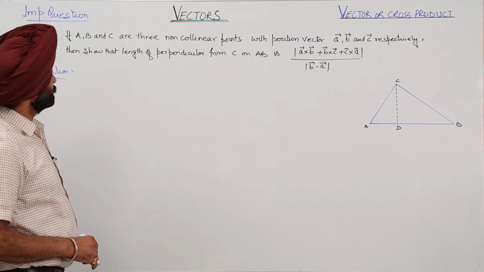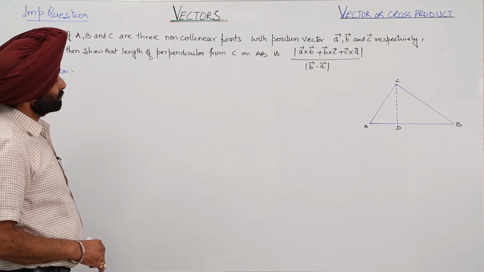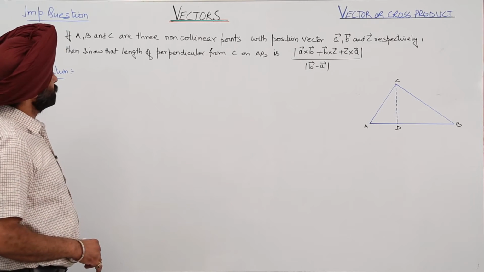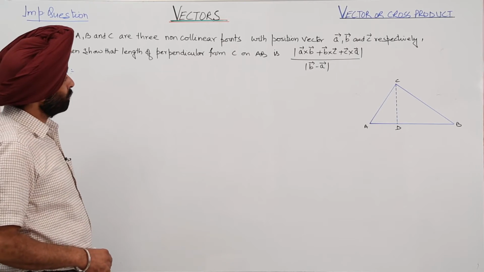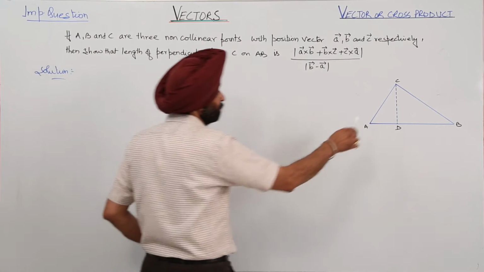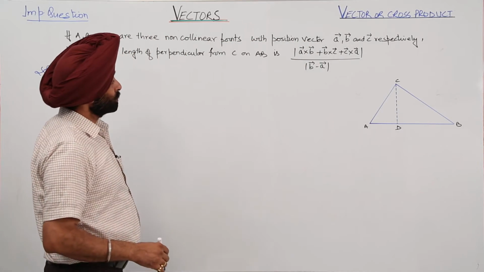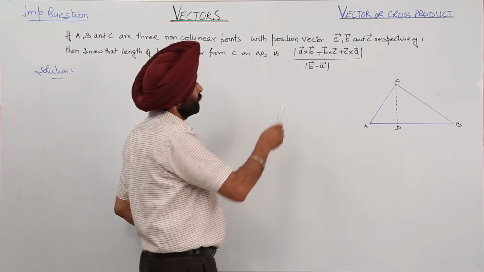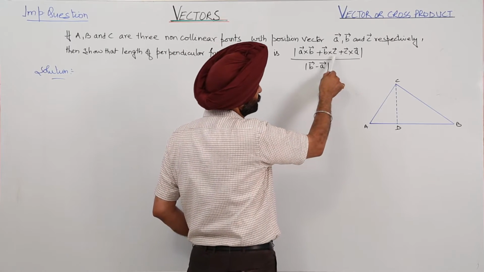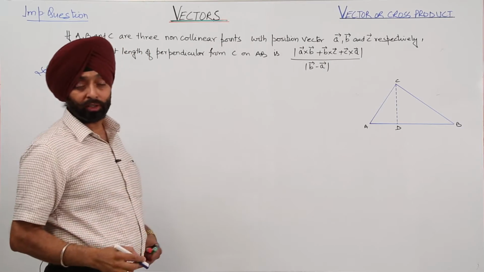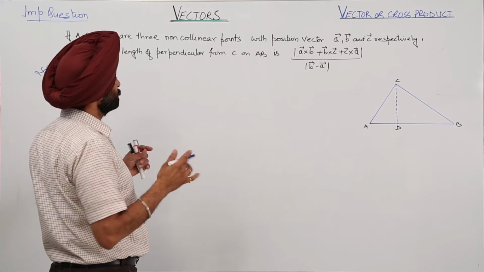A, B, C are three non-collinear points with position vectors vector A, vector B and vector C respectively. Show that the length of the perpendicular from C on AB, that is CD, is equal to the summation of A cross B, B cross C and C cross A, divided by the magnitude of vector B minus vector A.